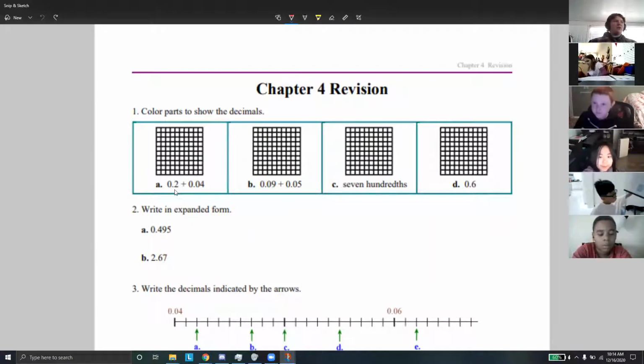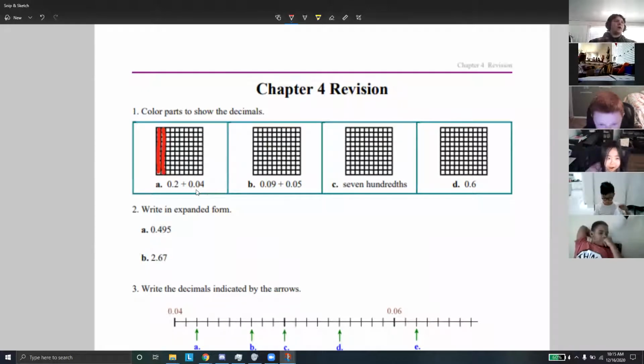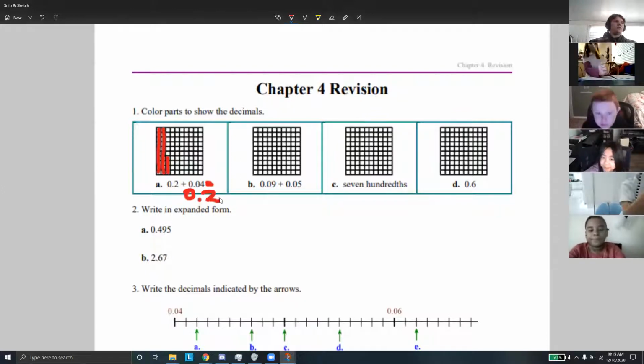So here we have 0.2. This 2 is in the 10th place, so that means it's 2 out of 10. So 2 out of 10 would be if I split this into 10 equal columns and I color in 2 of them. So that's 2/10. And then 4 hundredths, this 4 is in the hundredths place. So we have a 0, 4 in the hundredths place, that's 4 out of 100. And so we'll color in an additional 4 blocks out of 100. So this is equal to 24 hundredths.